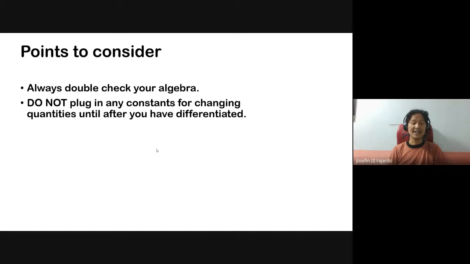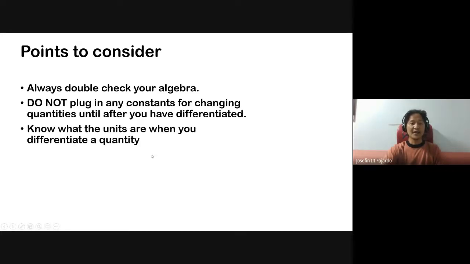Lalo na yung mga nagbabago ng quantity. For example, yung sa ladder problem natin ulit, yung length ng ladder lang ang hindi nagbabago, so you can leave it as a constant. Pero yung height nito at saka yung distance, dahil nagbabago sila, in other words, they are variables, hindi mo muna siya papalitan ng fixed variable. Okay, or ng constant. So, hanggat hindi pa tayo nagdi-derivative, wala munang magsa-substitute. Okay?